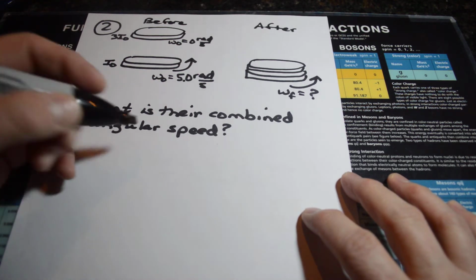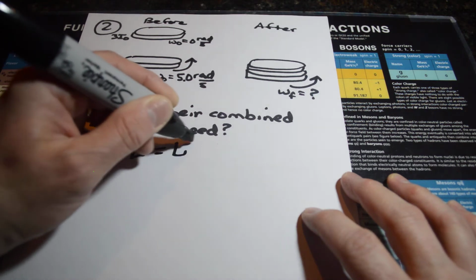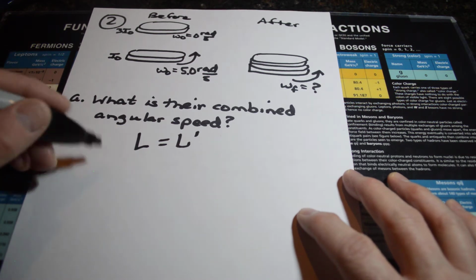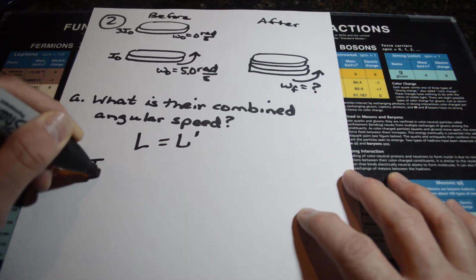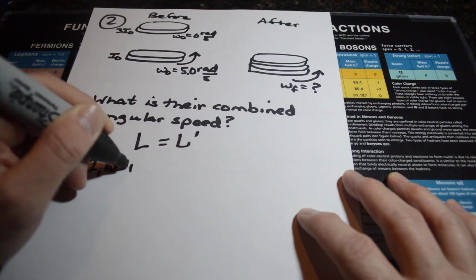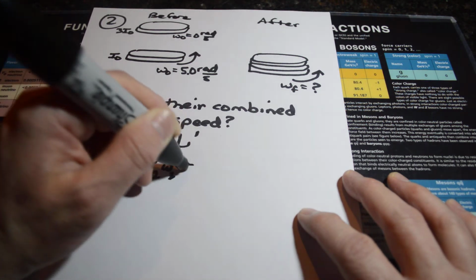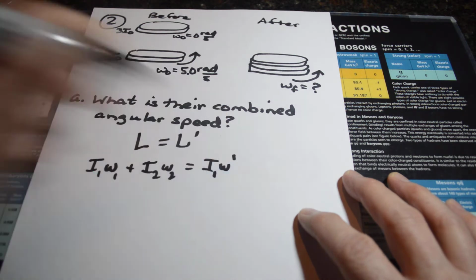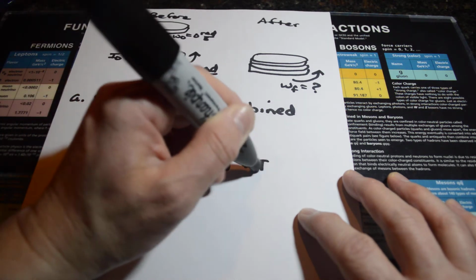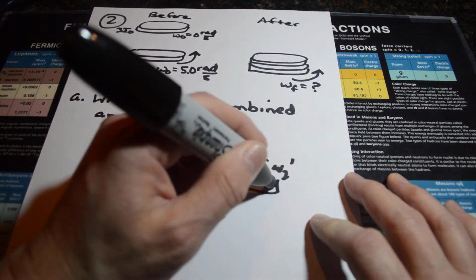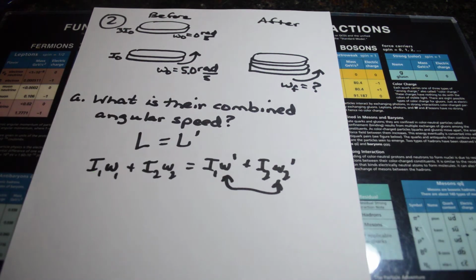Well, the idea is that we're going to use angular momentum conservation, L equals L prime. So in this case, it's going to be the I times omega of the first plus the I times omega of the second. And then afterwards you have I times omega prime plus the I2 times the same omega prime. Remember that when we did inelastic collisions, those two, since they're moving together, will have the same velocity.